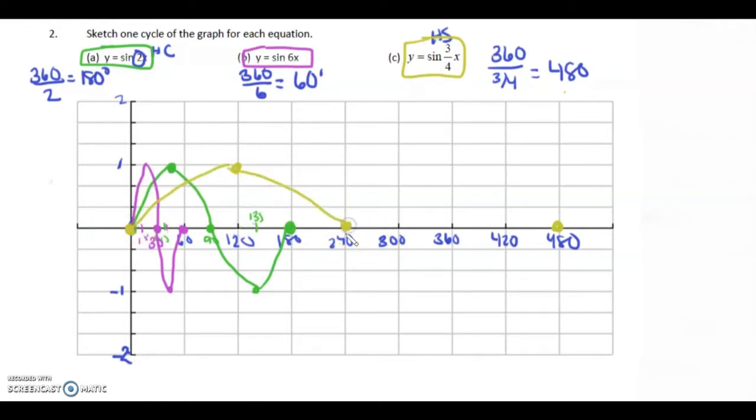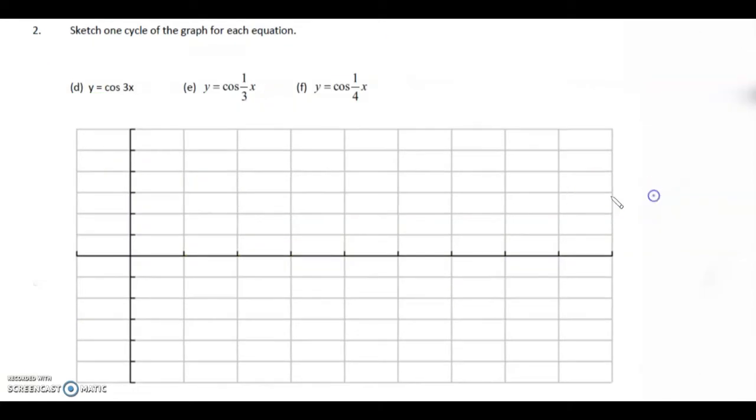You can come back down. And halfway between 240 and 480, which is 360, we're going to have to plot a minimum and then come back up. Okay, and now we're going to do D, E, and F, which involve cos.